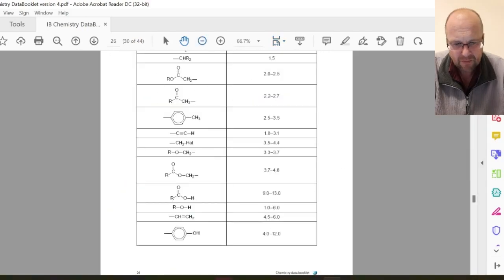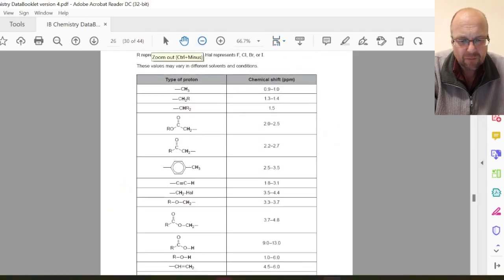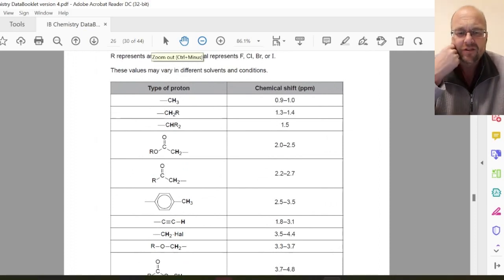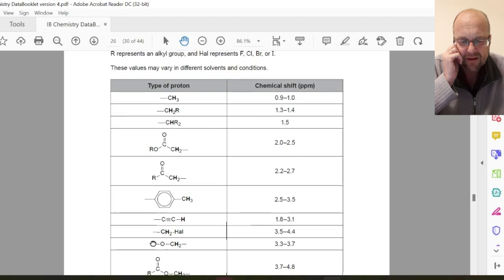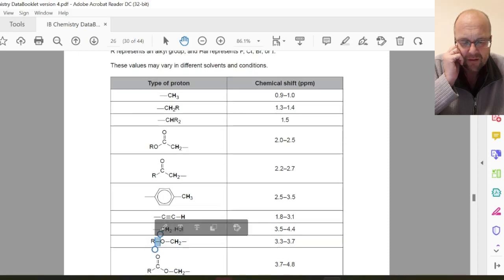Infrared. So where am I going to put those peaks? Well, it looks like I had a CH3, so 0.9 to 1. And then it's tempting to think, oh, there's CH2. No, that oxygen has to be accounted for. So it's going to be down here on this one. So that's a 3.3 to 3.7.